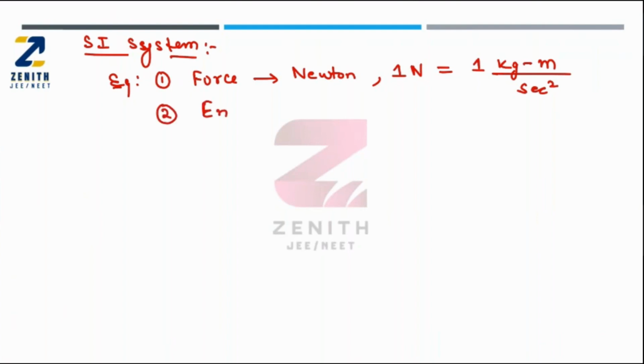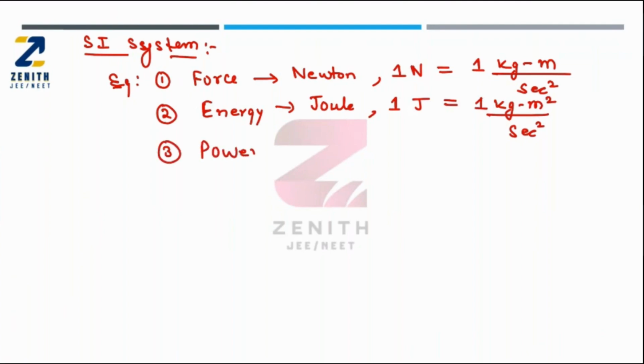Now the second is energy, whose unit is Joule. What is energy, by the way? Force into displacement. So force is kg meter per second square, displacement unit is meter, so kg meter square per second square. Similarly, can I say power is nothing but energy per unit time.